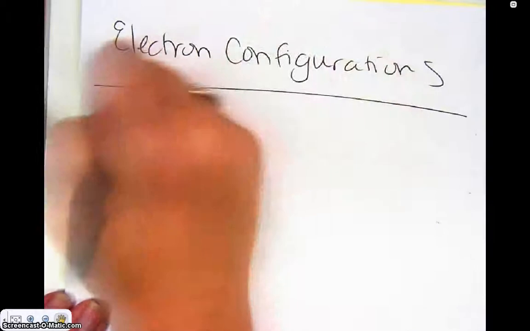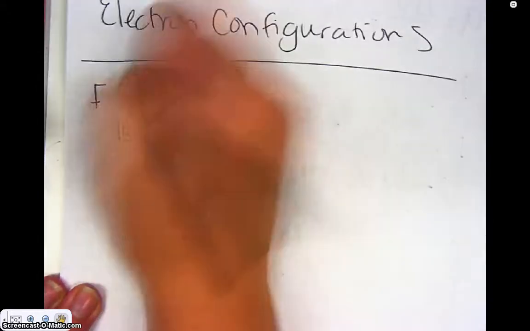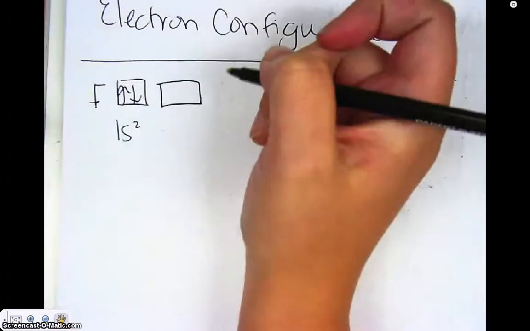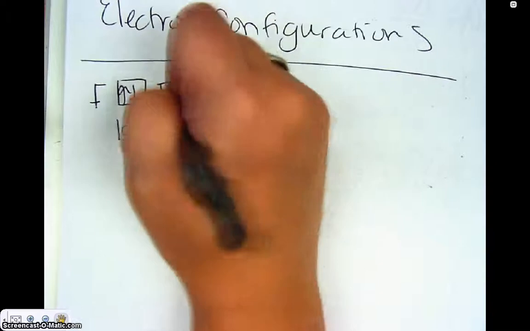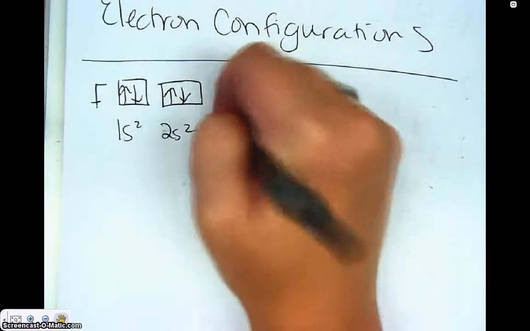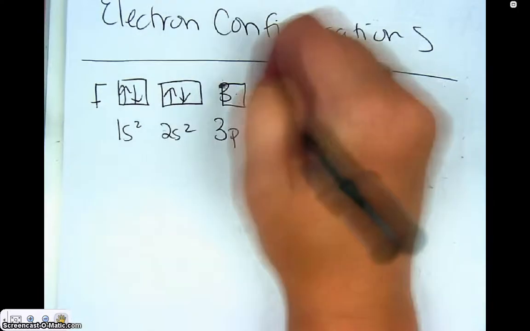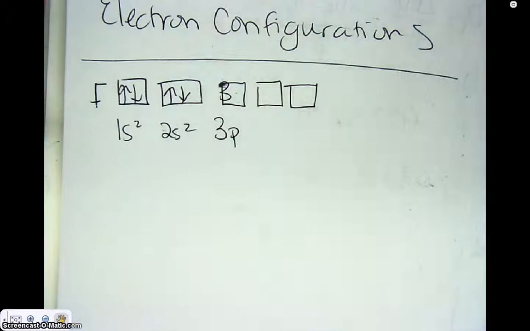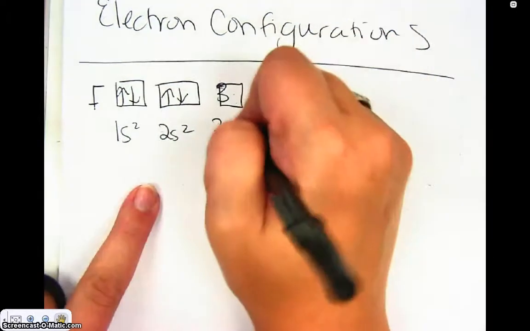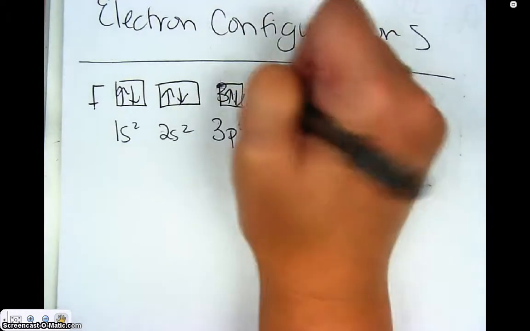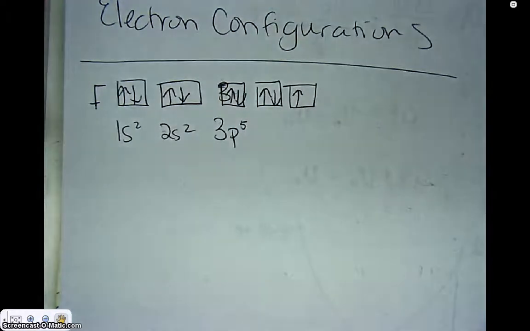Fluorine, for example. Start with your 1s2, draw the box and put 1, 2. Fluorine has 9 electrons. Then you have the 2s2 box, and we're up to 3p, so we draw 3 boxes for the 3p orbitals, and we have to have 5 electrons to total up to that 9. So I'll put a 5 here and do 1, 2, 3, 4, 5. Okay, so that's the orbital diagram.